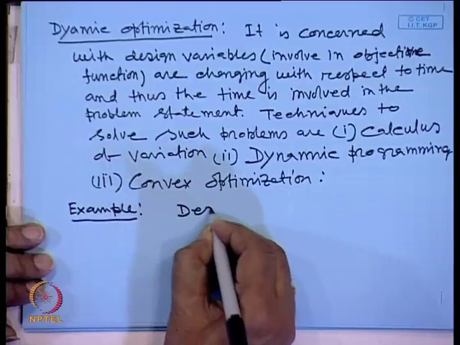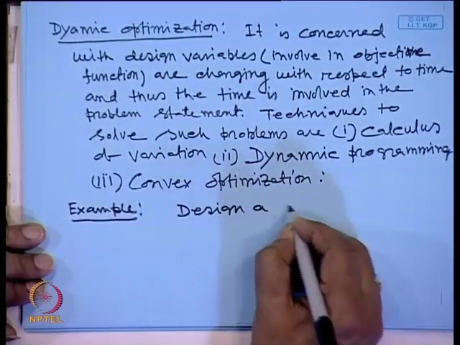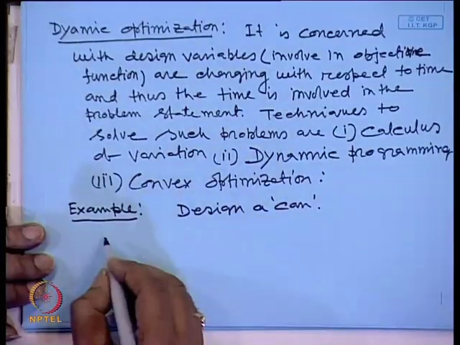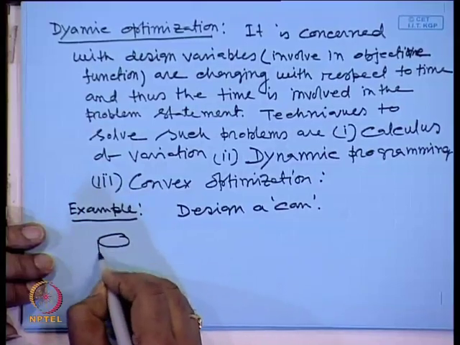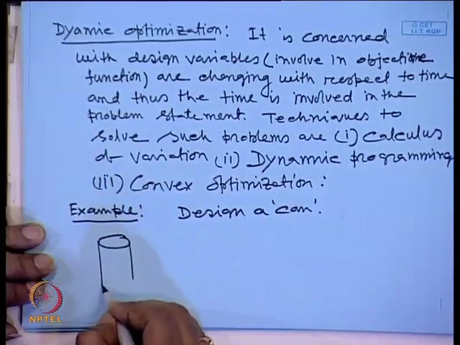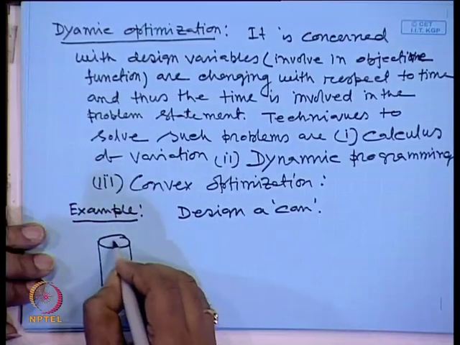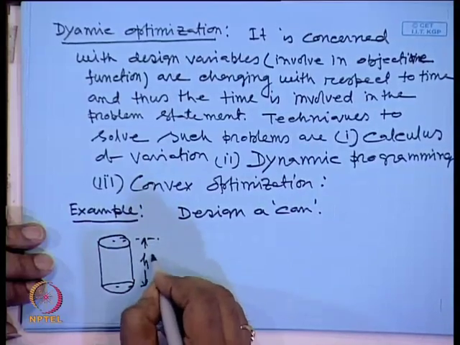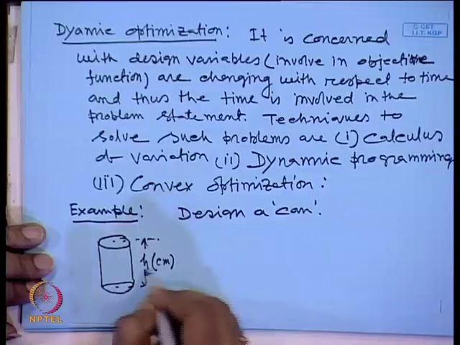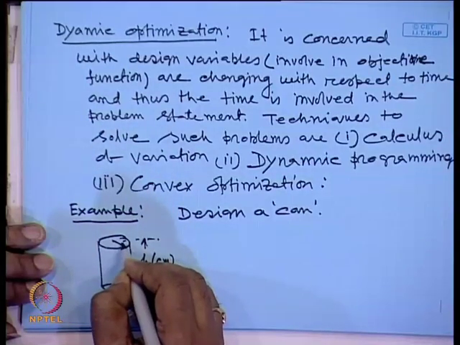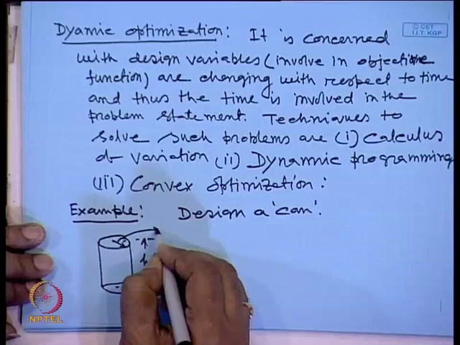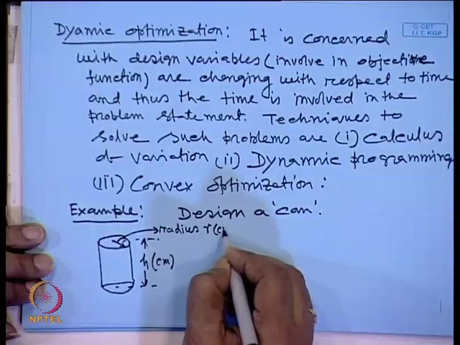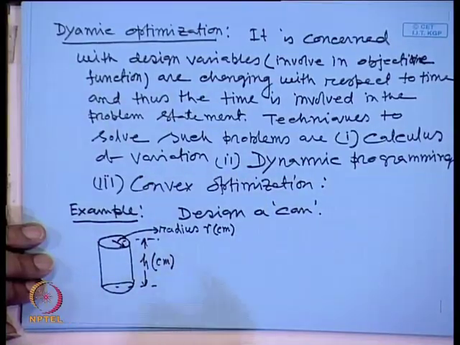Suppose you have to design a container. I'm just showing it here. It is this type of can, whose height is h, expressed in centimeters, and the radius of this can is r in centimeters. This is the can we have to design.